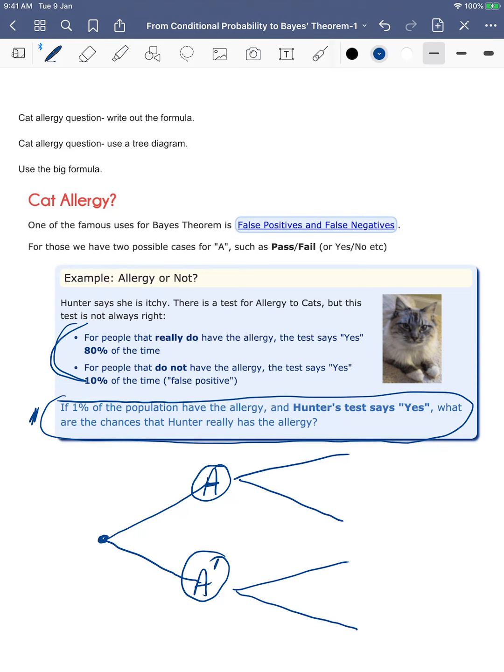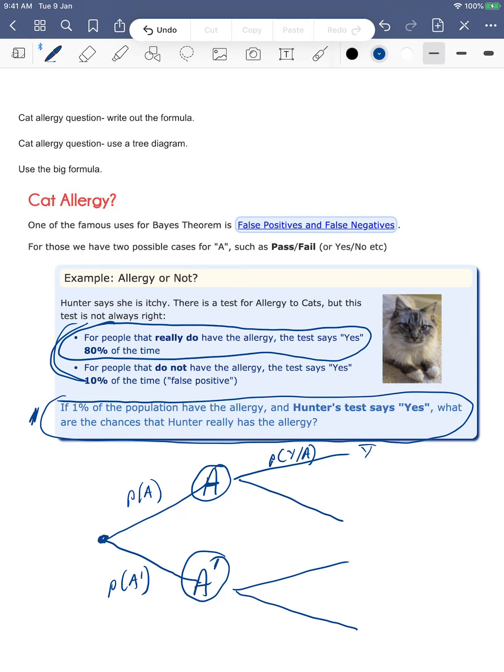For those that have the allergy, I'm going to put P of A here, and P of not A here. For those who have the allergy, we're going to use this information: if you have the allergy and you're tested, the test says yes 80% of the time. So this is the probability of yes given have the allergy. So this will be a yes at the end. So in fact, the 0.8 goes here, 80%. And now we'll put the other number on, and then we'll see how you can take it from there.